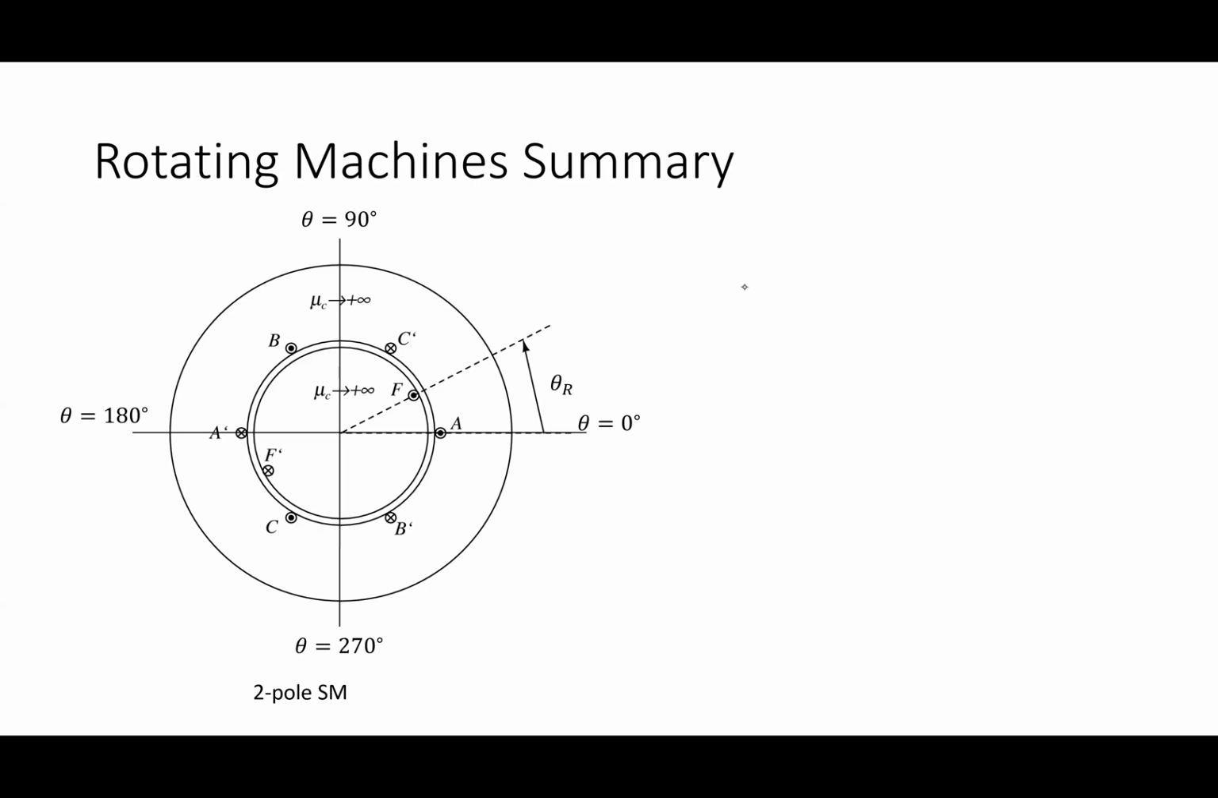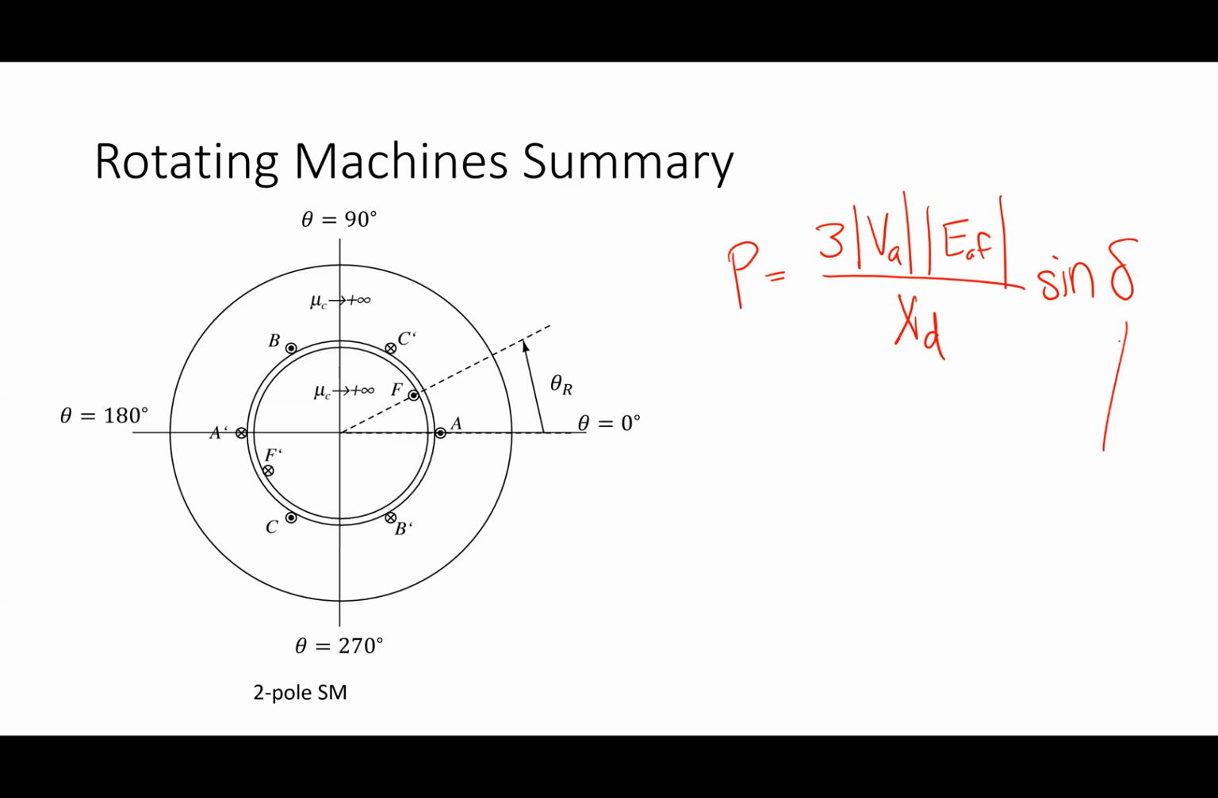And the power production, which is related to the torque production, is 3 times the magnitude of the voltage times the voltage internal to this machine, over XD times the sine of delta. The important thing here is this is true if the two things are operating in synchronism with each other. In other words, if the field and the rotor are operating in synchronism, this is our power relationship. What is delta?